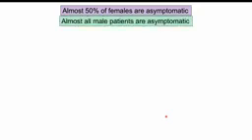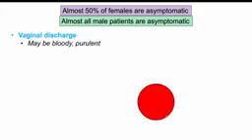In male patients, almost all are going to be asymptomatic. So even if they have these organisms in their urethra or their prostate, they're not going to experience symptoms most of the time. But when there are symptoms, we can see symptoms like vaginal discharge. This is going to be the most common symptom. This vaginal discharge may be bloody or purulent. Because those organisms are actually damaging the epithelial cells in the vagina, it can cause bleeding to occur. And there can be some pus mixed in with the vaginal discharge as well.